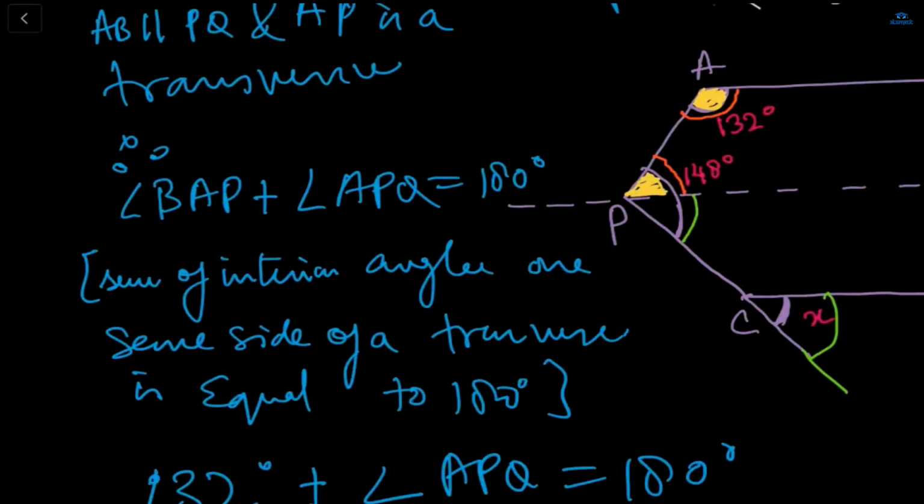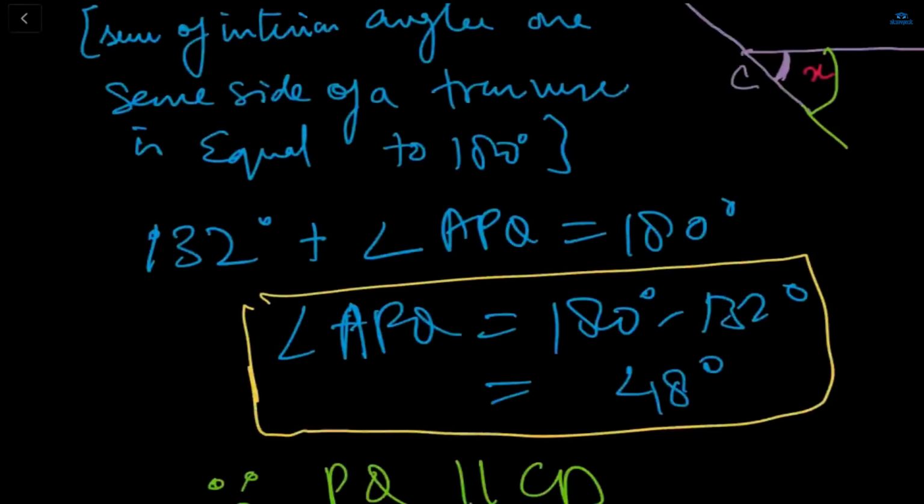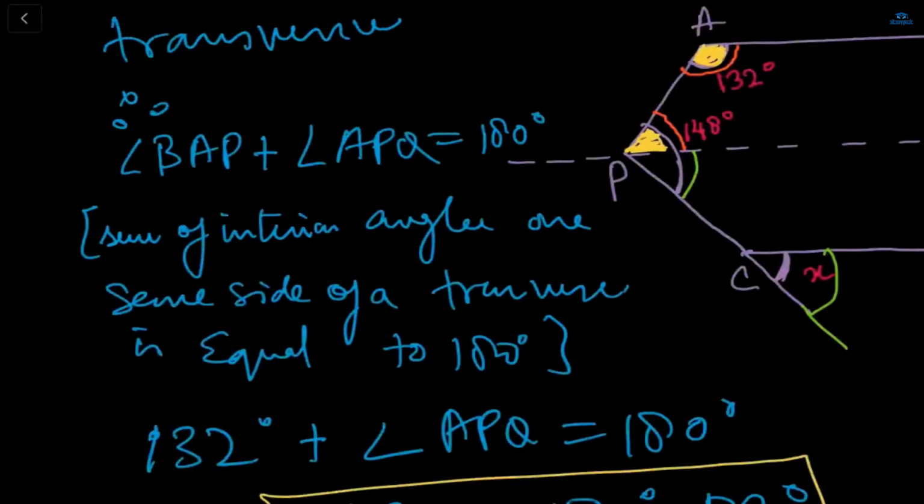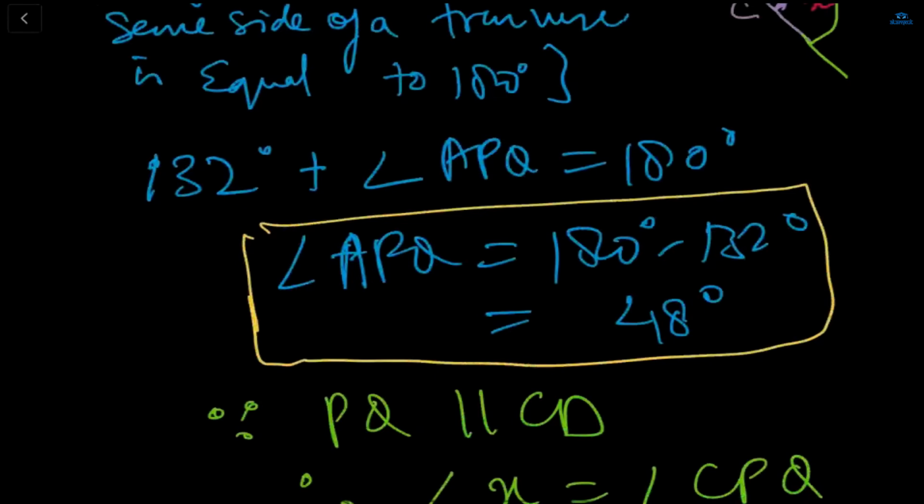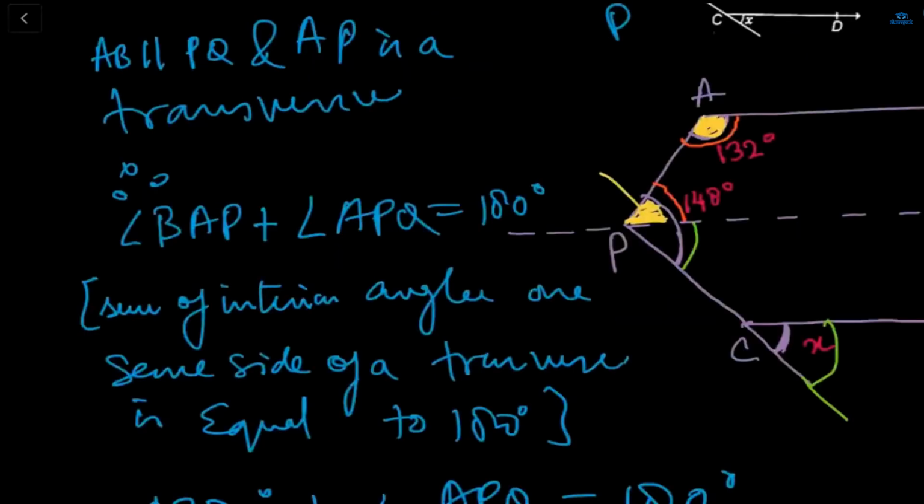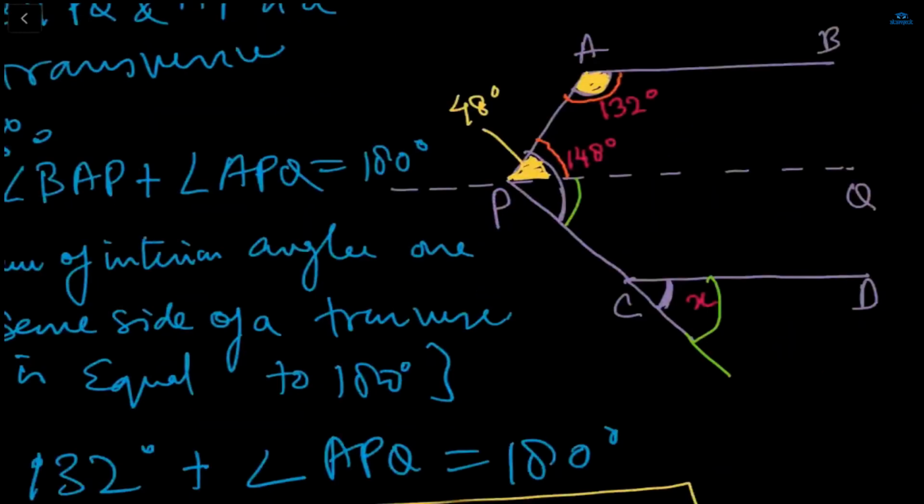So if you are putting the value in the equation here, what we got? We got the value of angle APQ is equal to 180 degrees minus 132 degrees. 180 minus 132, so we have got the value of this yellow mark as 48 degrees. Now the value of this angle. Which color should I use?